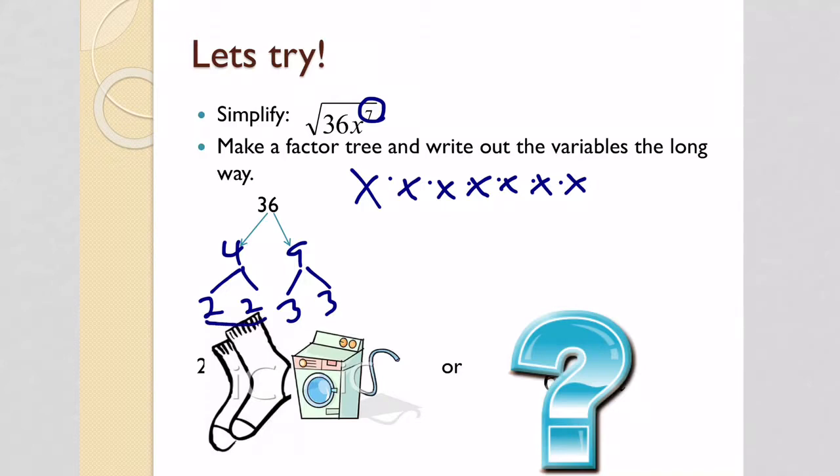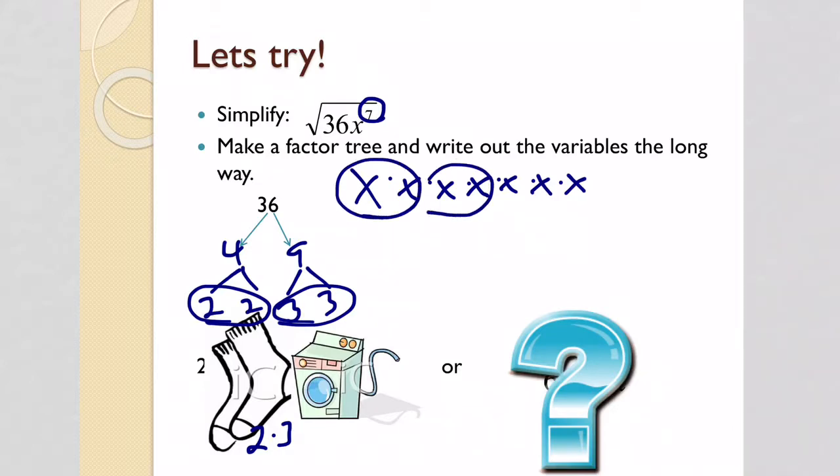For my pairs of socks, I have a pair of 2's and a pair of 3's. When they come on the outside, that would be 2 times 3. Before I figure out what stays in the dryer, I also need to pair up my x's. I have 1 pair of x's, 2 pairs of x's, 3 pairs of x's. That means when it comes on the outside, it's going to be x cubed, because that 3 means I had 3 pairs. Then I draw my radical, my dryer, and I see there were no numbers left, I only had the 2's and the 3's. But with the x's, I see I had a single x left.